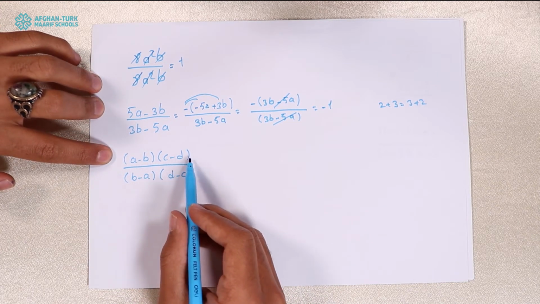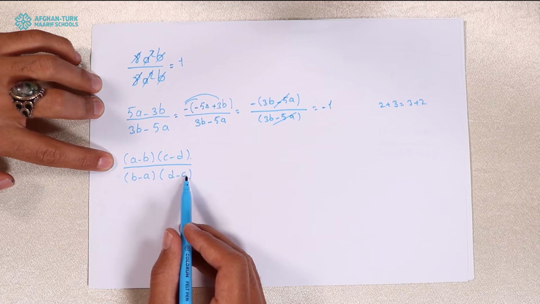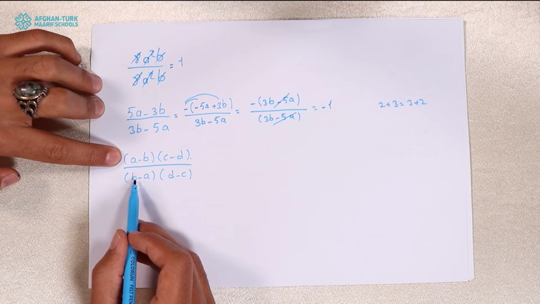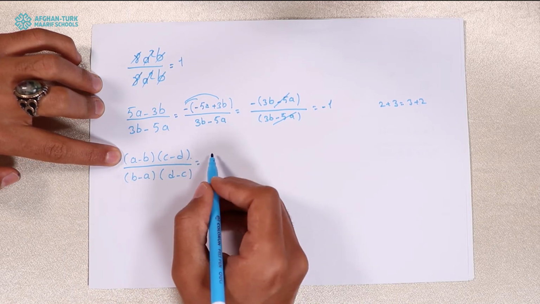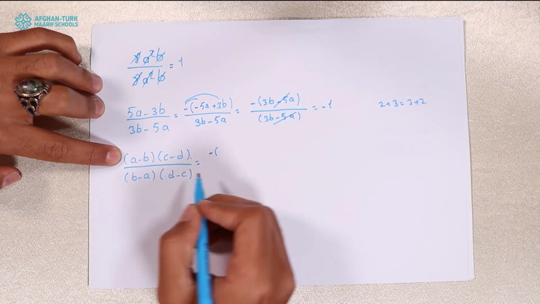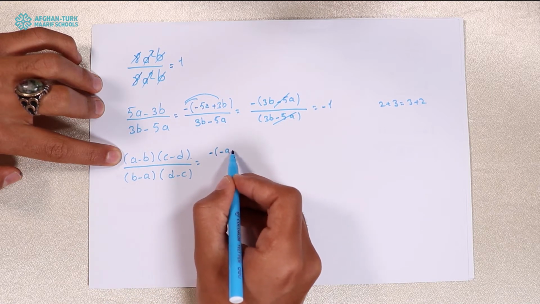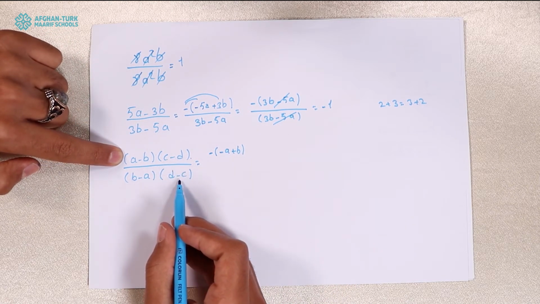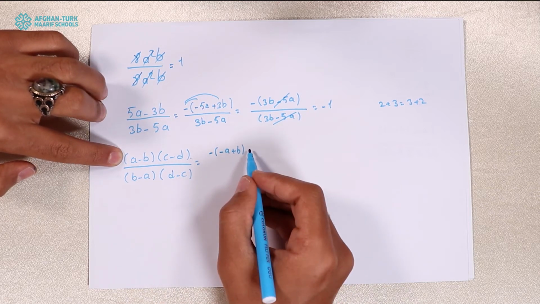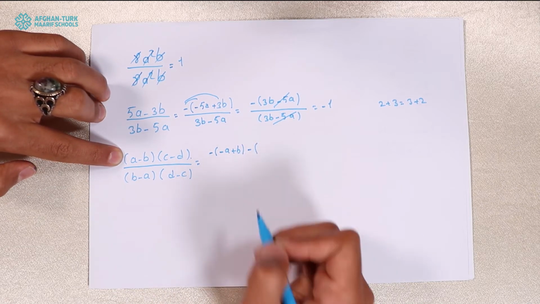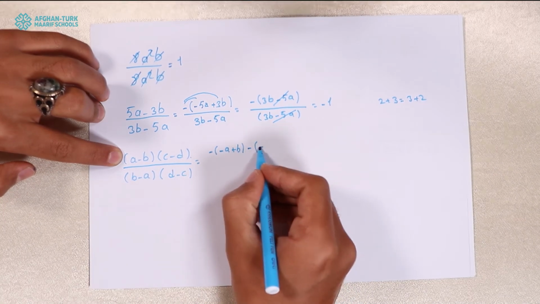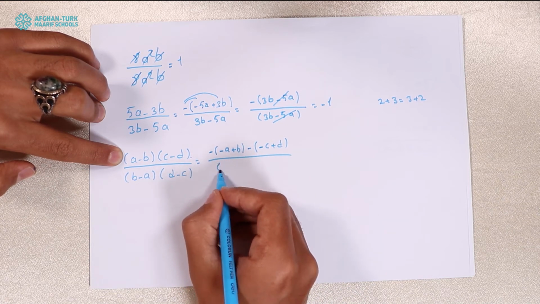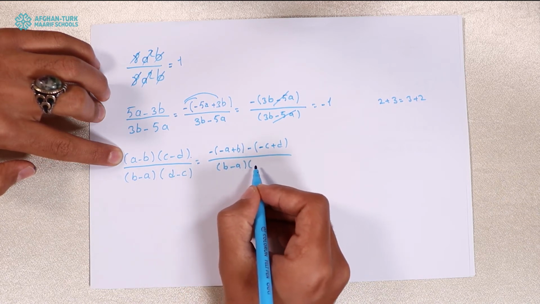The third question: a minus b times c minus d, and also b minus a times d minus c. Look, we have a minus b here, and in the denominator we have b minus a. We can take a minus out of the parentheses, then the result will be minus a plus b. Also, we have c minus d, and in the denominator we have d minus c. We can also take one minus out of the parentheses, giving minus c plus d over b minus a and d minus c.